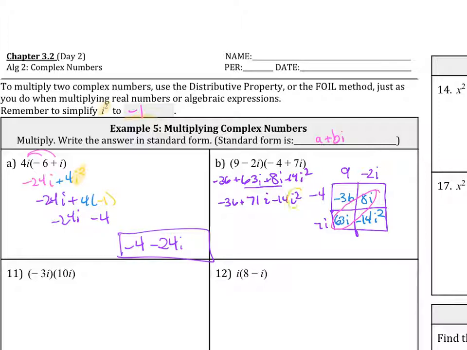So we have to simplify the i squared. So this is -36 plus 71i minus 14 times -1. So that sign changes. It'll be positive, and we need to remember that it goes to the front. So this is going to be -36 plus 14, because negative times a negative is positive, and then plus a 71i. So combine -36 plus 14. That gives me a -22, and then plus 71i, and that is done.